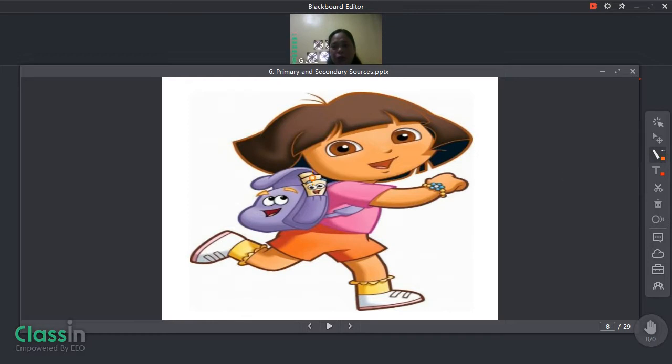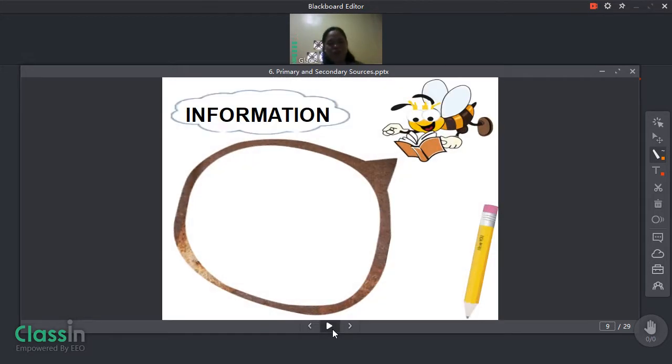Do you know the use of that map to Dora? Yes, she used it in order to find the things that she is looking for. And she also used it to get information, and where she will find the things, or where she will go in her next adventure. Okay, so we are talking about information. What do you mean by information?